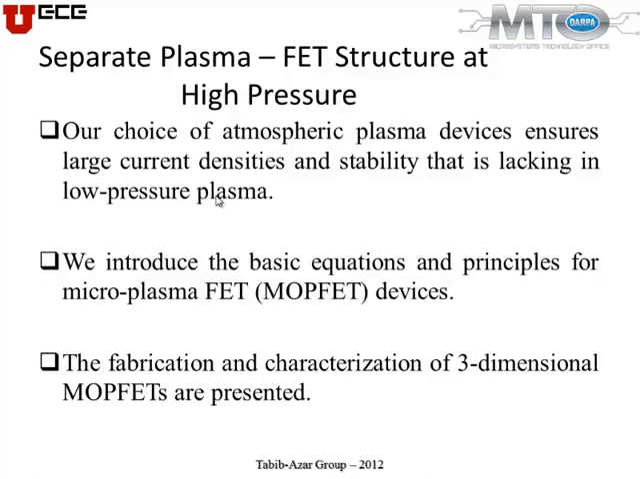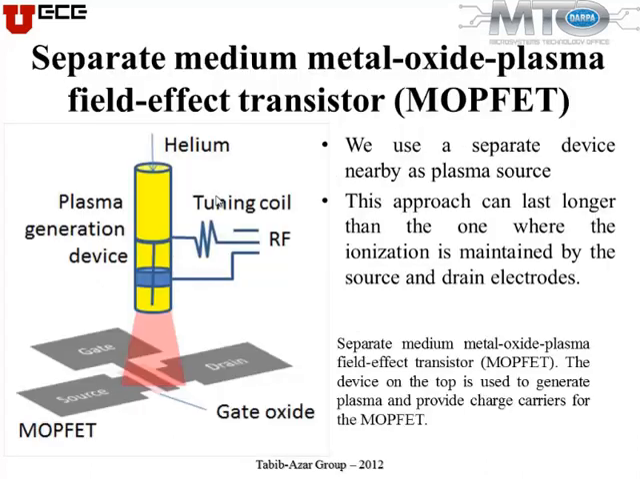Now, when you have these electrodes and the gas inside the same chamber, and you apply voltages to ionize the gases, what happens is that the electrodes get sputtered by the gases that you're ionizing. So what we have done is we have separated the plasma generation from the control that you have in the FET, and we call that a separate plasma FET structure. And I'll show you the way they look.